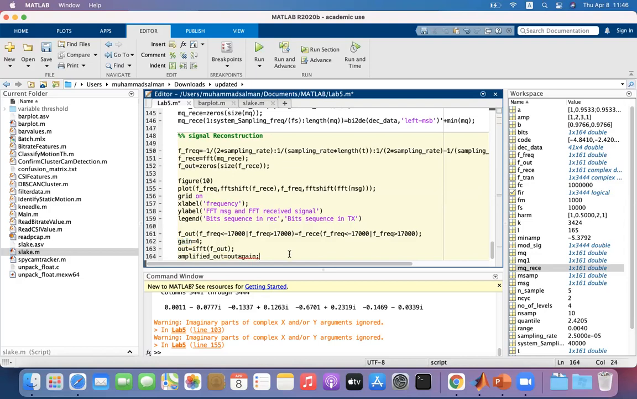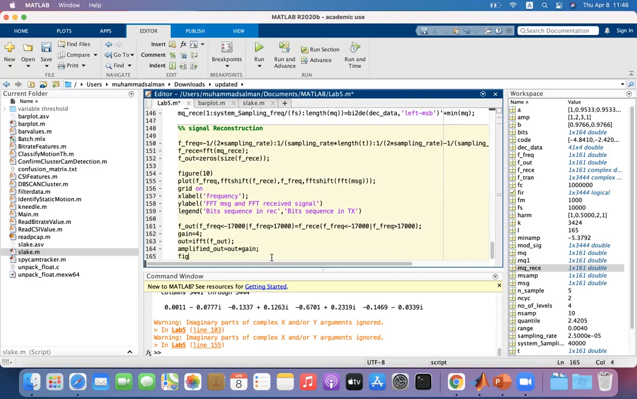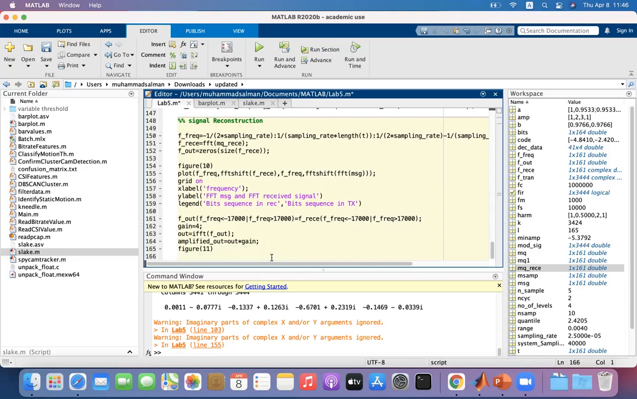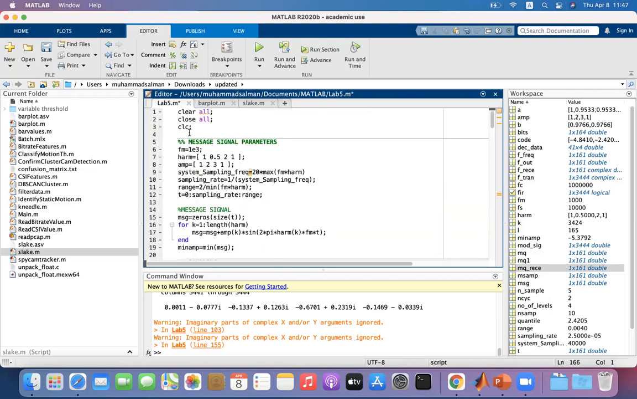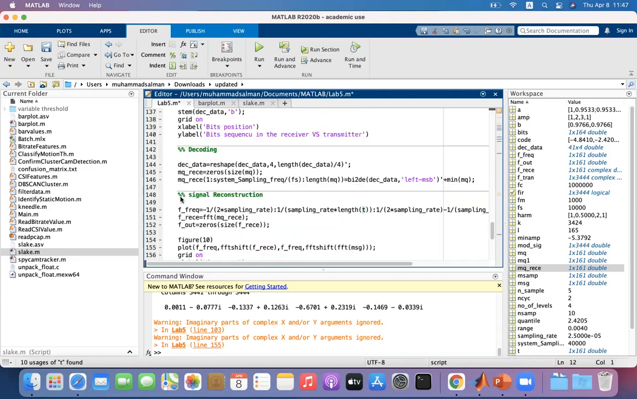Right, so I am just multiplying the output with some scalar number, and let me plot it now. This is figure number 11. I have to plot it in the time domain, so I don't need the f_freq anymore. I already have the time domain signal, which is this one, so how about I just use this one, which I defined at the start.